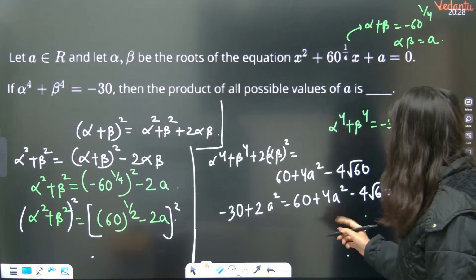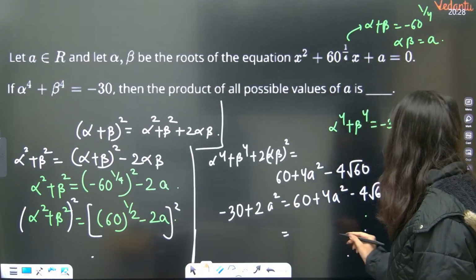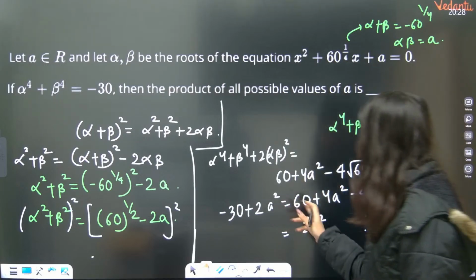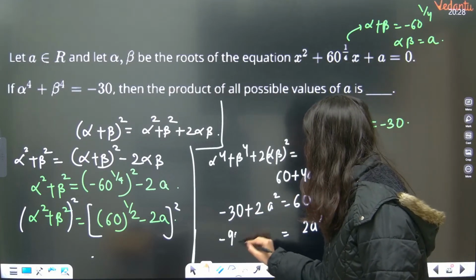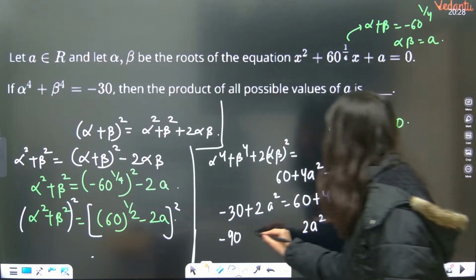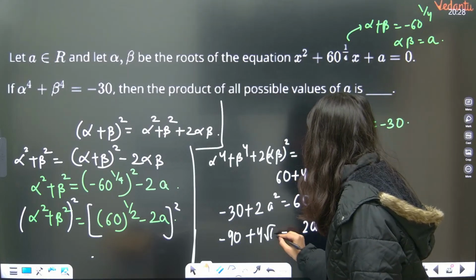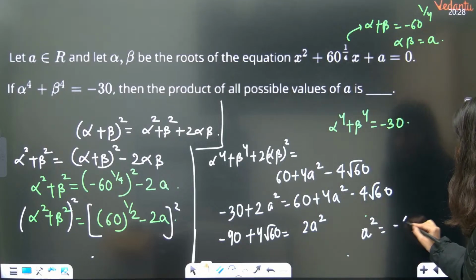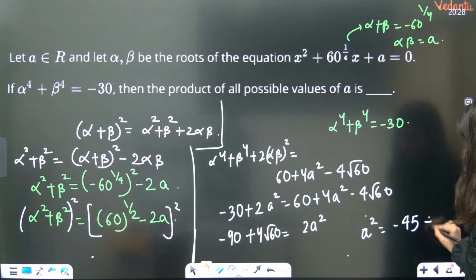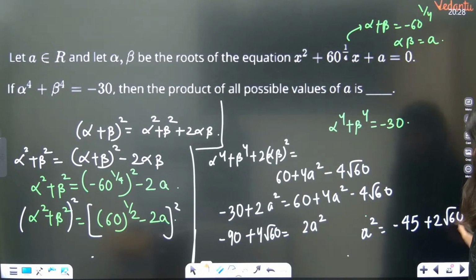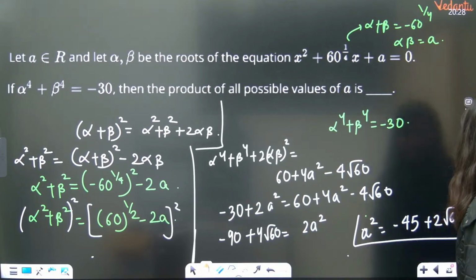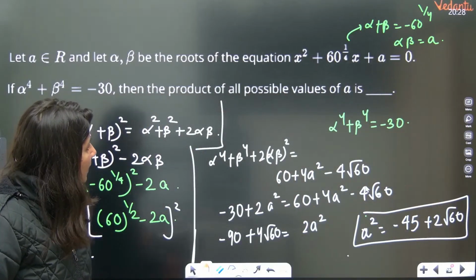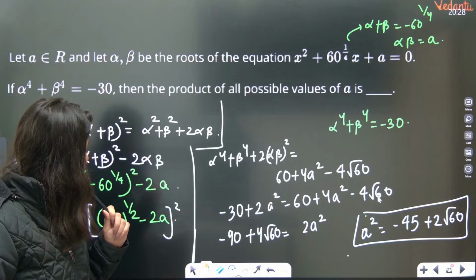Okay. Now shift everything towards the left hand side. So 2a square will remain on the right hand side, rest everything. So minus 90, and this is plus 4 root 60. So a square from here will be minus 45 plus 2 root 60. This is your a square. Am I doing correct? This is alpha beta square.